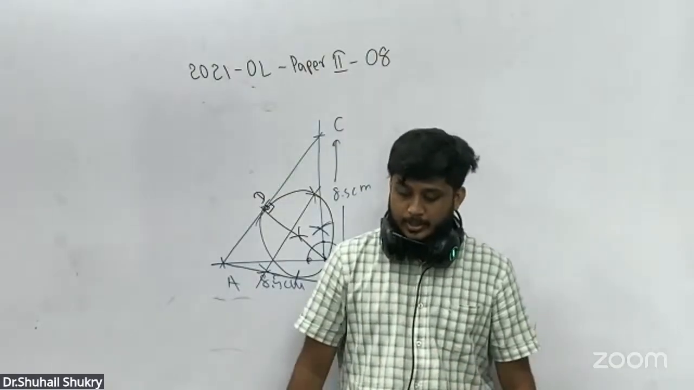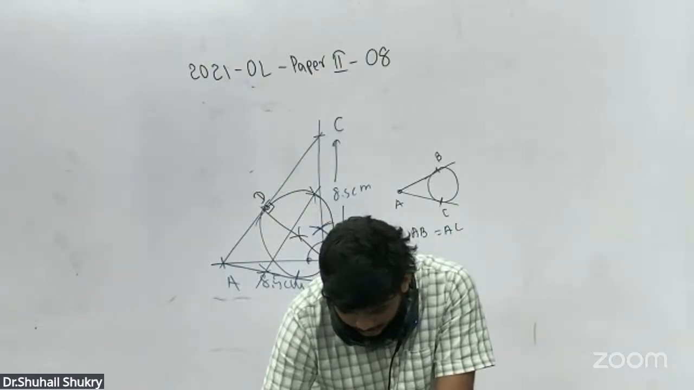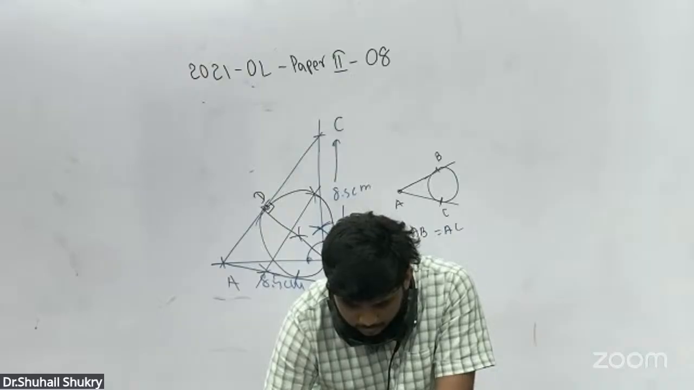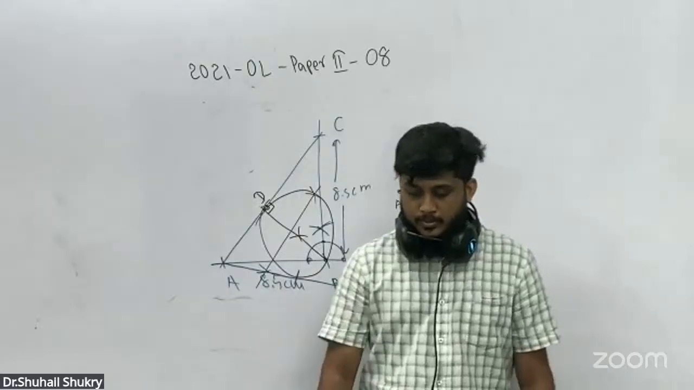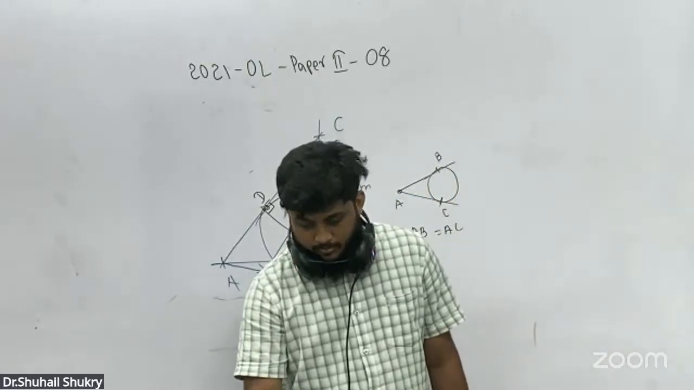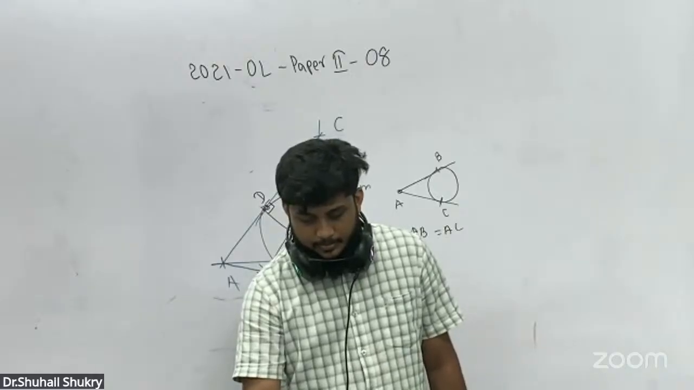Right. Now, the proving part. Now, we'll check how they have given marks for this. Now, we'll check that part. The marking scheme. 21. Okay. So, in the marking scheme, marks are given like this. Okay.